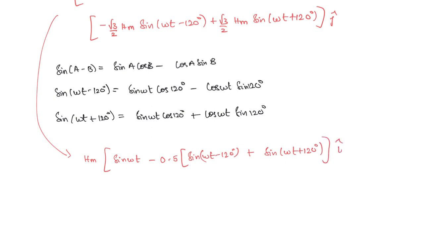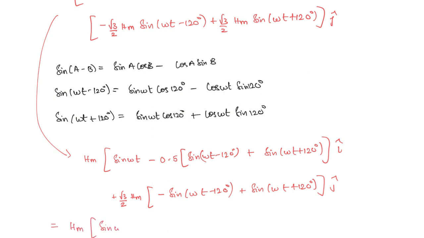Okay. Similarly, next you can take out root 3 by 2 Hm common. So plus root 3 by 2 Hm, you're going to have minus sine omega t minus 120 degrees plus sine omega t plus 120 degrees. This is J cap. Okay. So now you can add these two here in this case. So what are you going to be left with? This is equal to Hm sine omega t, which will remain as it is, minus 0.5. If you add these two, this part and this part will get cancelled.